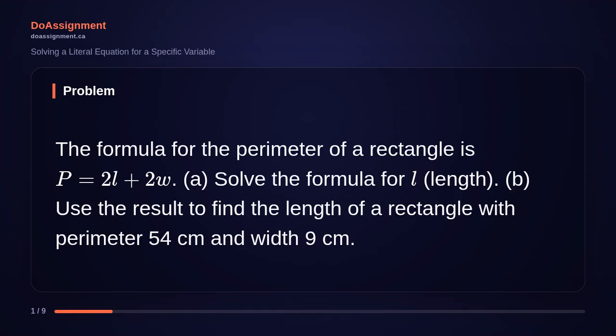The formula for the perimeter of a rectangle is P equals 2 times L plus 2 times W. Part A, solve the formula for L, the length. Part B, use the result to find the length of a rectangle with a perimeter of 54 centimeters and a width of 9 centimeters. Now let us work through the solution step by step.